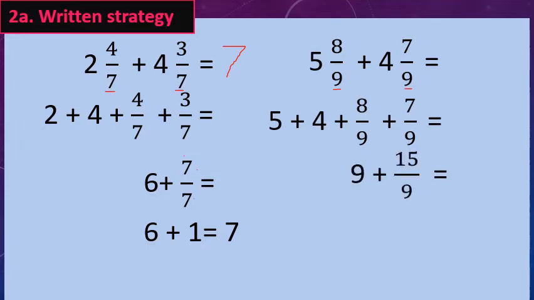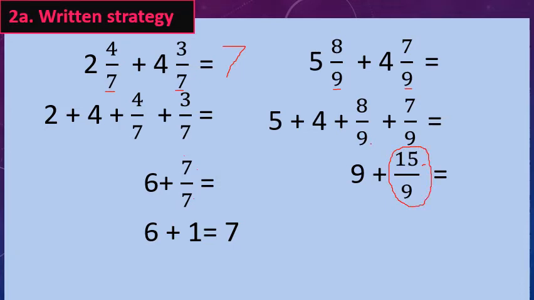So 5 plus 4 is 9. 8 plus 7 is 15, and we're talking about ninths here, so I've got 15 ninths. Now, I can't have 9 and 15 ninths expressed as a mixed numeral. It looks a little bit strange. So I need to think about how I can convert this improper fraction.